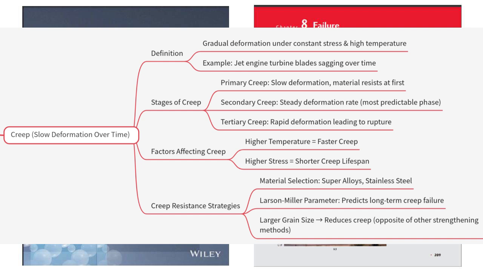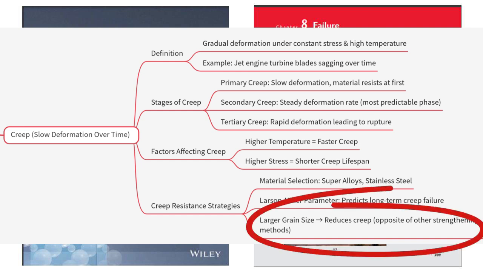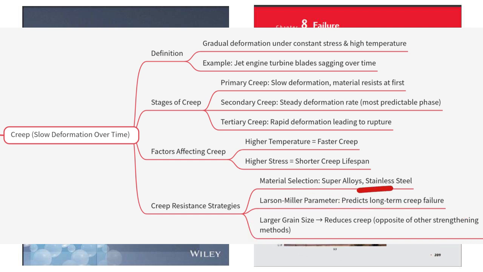And what about grain size? Larger grains actually tend to improve creep resistance, which is interesting because usually we want smaller grains. Right. For other properties, smaller grains are better. But for creep, it's the opposite. So it's like a different mechanism. Different mechanisms at play.